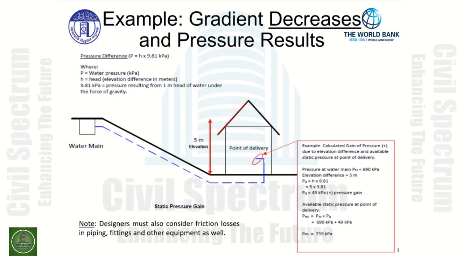The pressure at the water main, 690 kilopascals, is added to the pressure gain now of 49 kilopascals due to the elevation difference. At the point of delivery, we have a resulting pressure of 739 kilopascals. And again, noting designers must also consider other friction losses in piping, fittings, and other equipment as well.